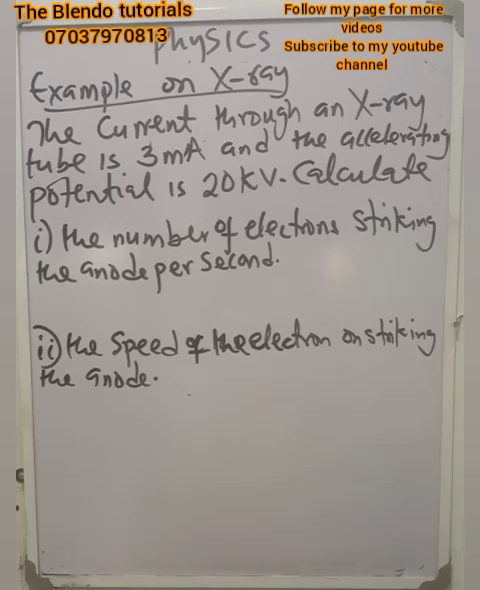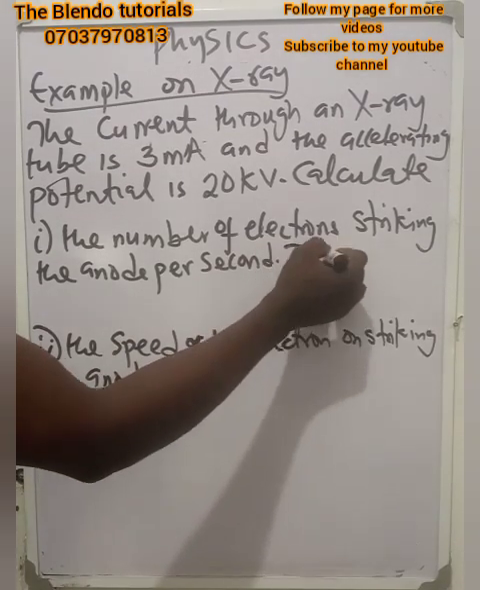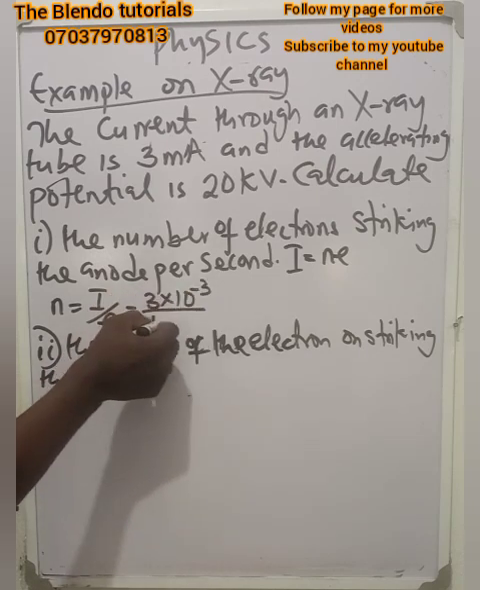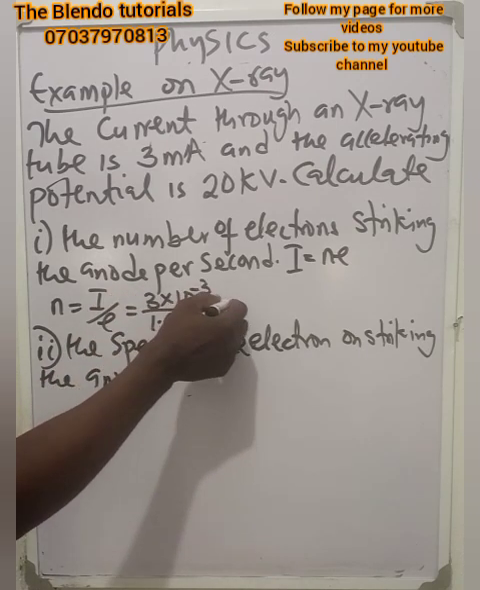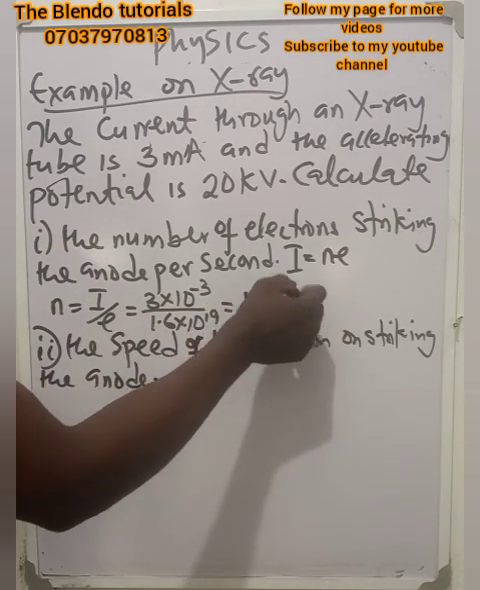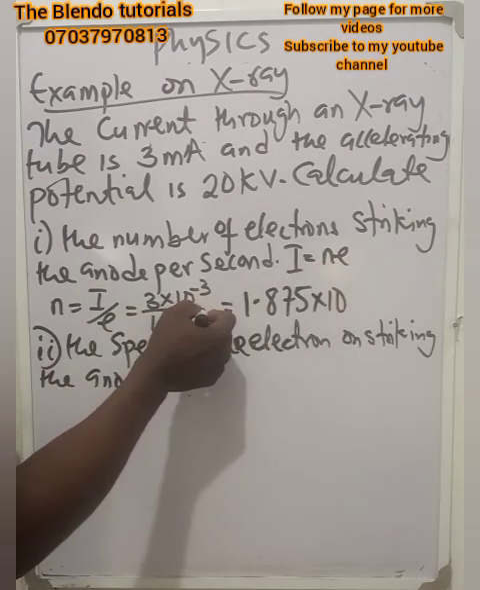Let's look at the next question. The current through an X-ray tube is 3 milliampere and the accelerating potential is 20 kilovolt. Calculate the number of electrons striking the anode per second. Calculate the speed of the electron on striking the anode. Just like the first one.